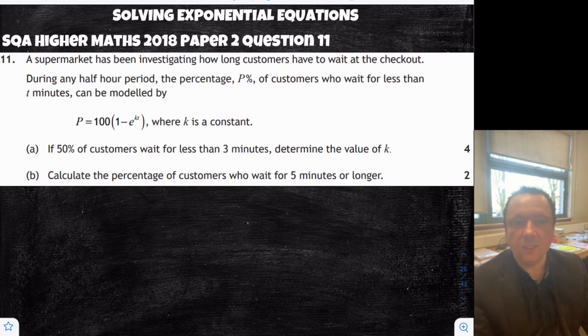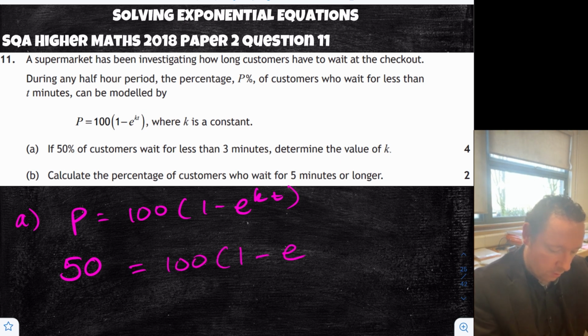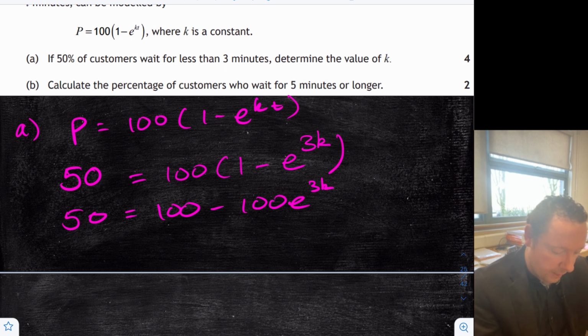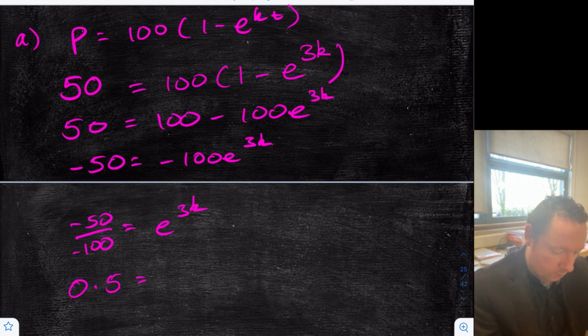So I've got two values that I can just substitute in. For part A, P equals 100 times 1 minus e to the kt. So 50 is our percentage, equals 100 times 1 minus e to the power of 3k, because t is 3. Multiplying the bracket out, we get 100 minus 100 e to the 3k. So we can take the 100 over. 50 minus 100 is minus 50, equals minus 100 e to the 3k. Dividing through by minus 100, minus 50 over minus 100 equals e to the 3k. Well, that's a half, so 0.5 equals e to the 3k.